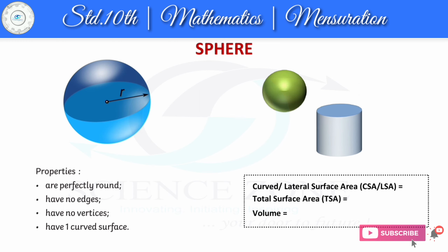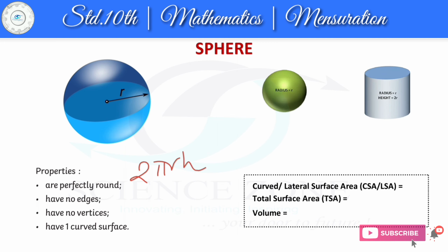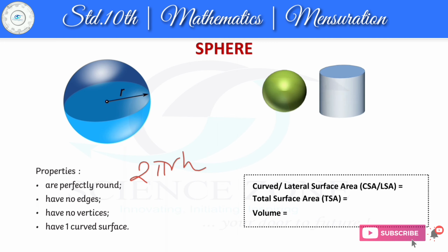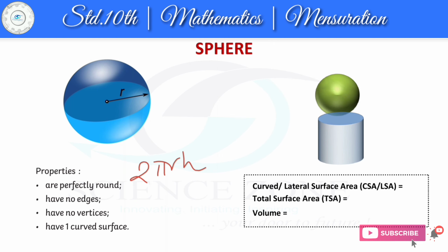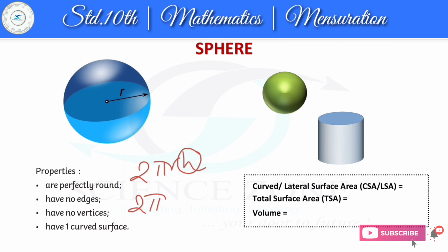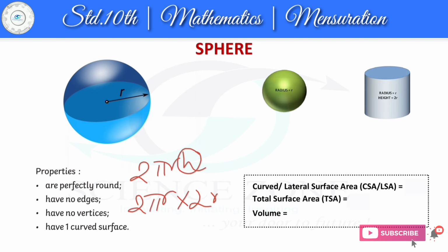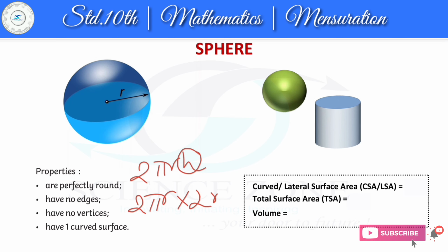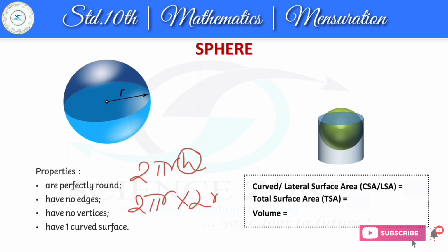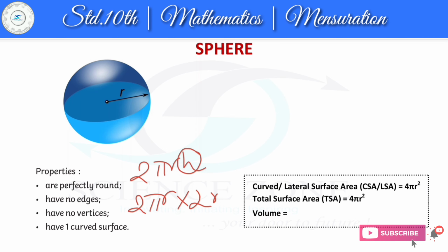What is the formula for curved surface area of a cylinder? 2 pi r h. Here the height of the cylinder is equal to 2 times the radius. So instead of h we can write 2r, 2 pi r into 2r. So the formula for curved or lateral surface area and total surface area of a sphere is 4 pi r square.